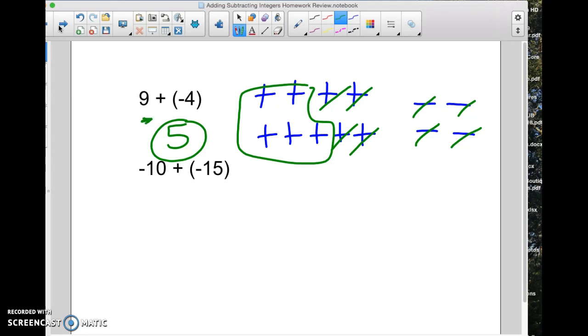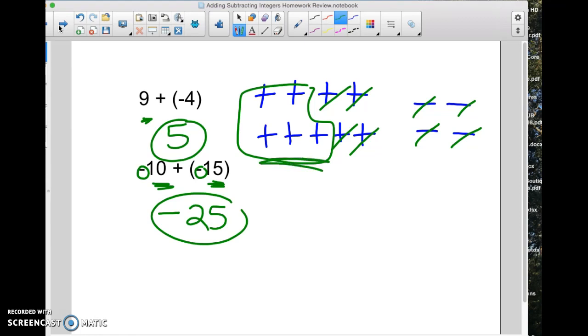The next one, we have negative 10 and negative 15. Now, I'm not going to draw out 10 and 15, but we can sing our song. Same signs, keep and add, same signs. So we're going to keep the sign and add 10 plus 15, and you should get negative 25. Since they're both negative, there were no positives that actually canceled anything out, so we just added all of our negatives together. So that's a review of just adding.